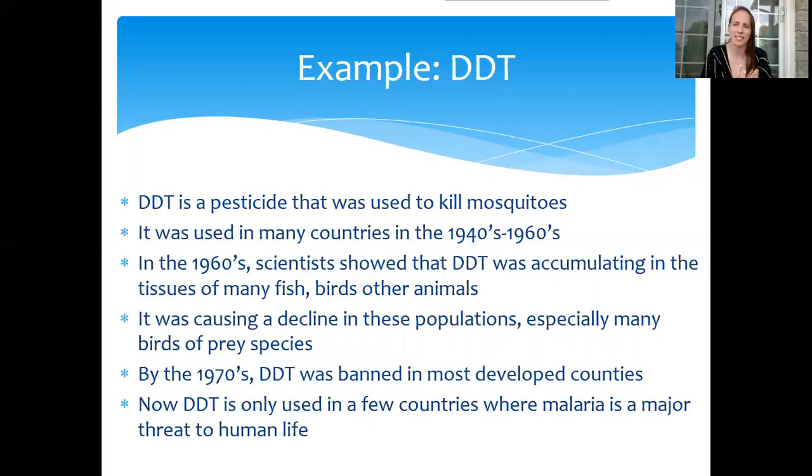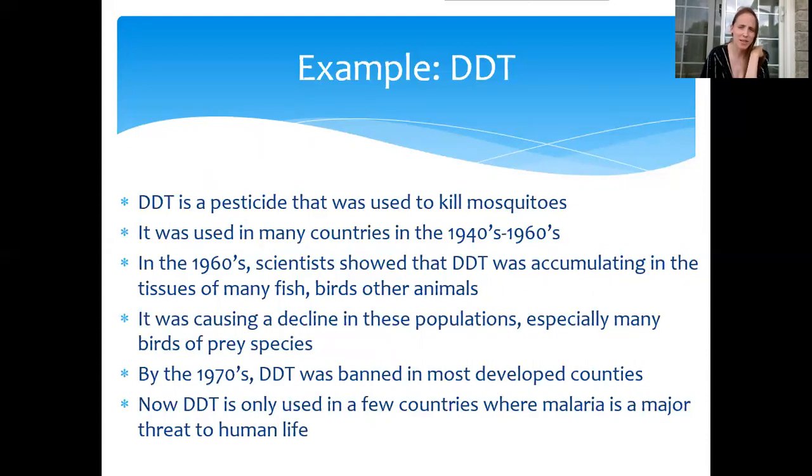Essentially what was happening is the DDT was thinning their eggshells to the point that the eggs weren't incubating properly, and so they were having very few babies, if any at all. Because of that big decline in animals, in the 1970s, DDT was banned in most developed countries. So here in North America, DDT has been banned.